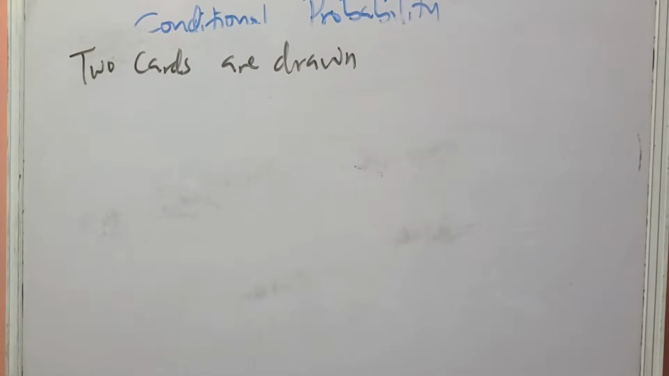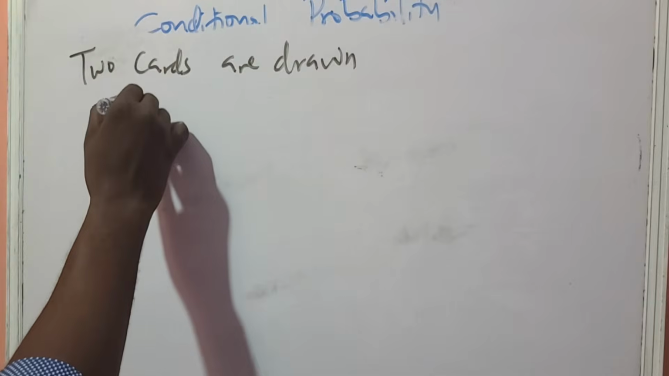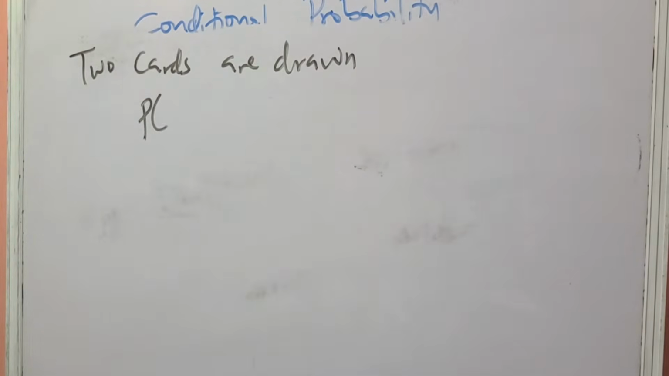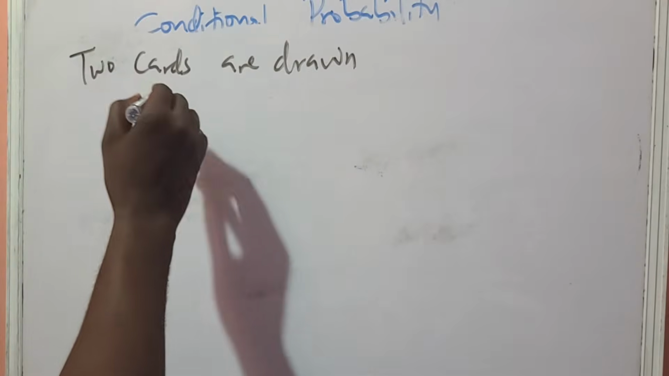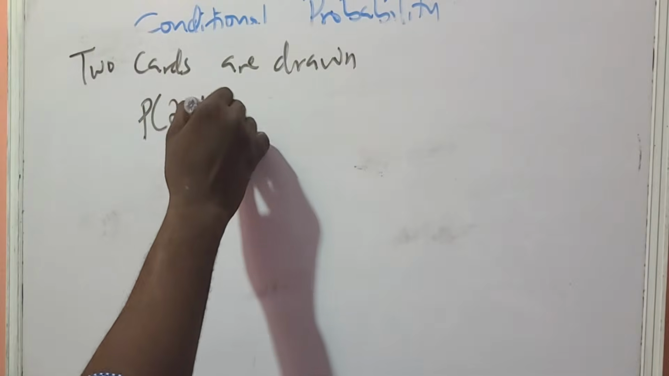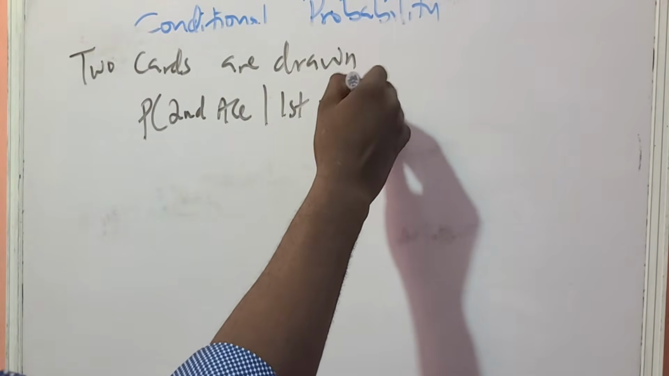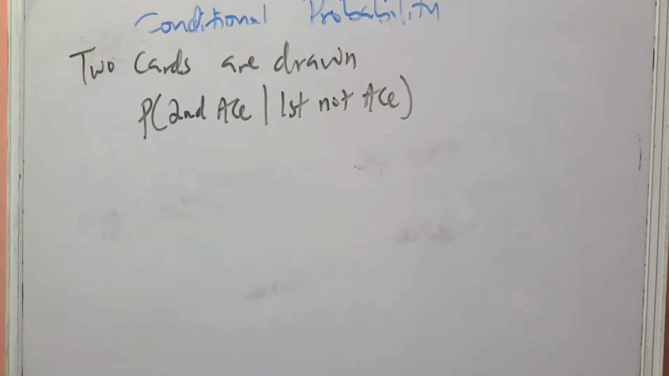Find the probability that the second was ace, given that the first was not ace. Let me see how you fare with this. Let me see who gets this.